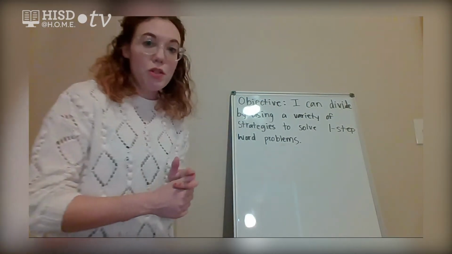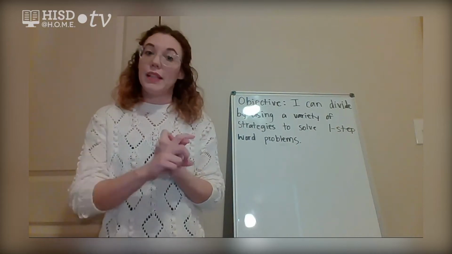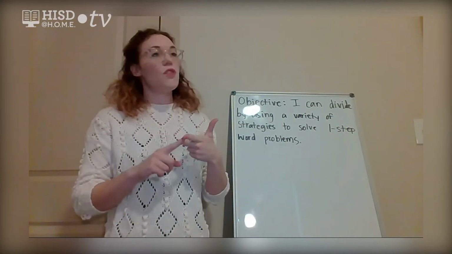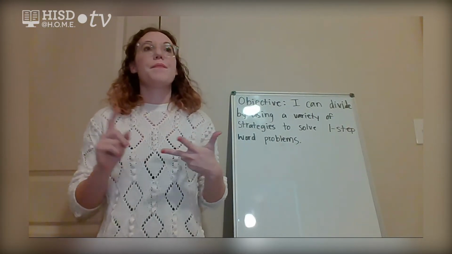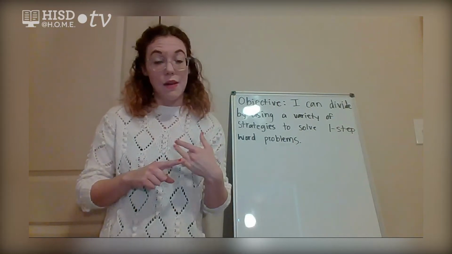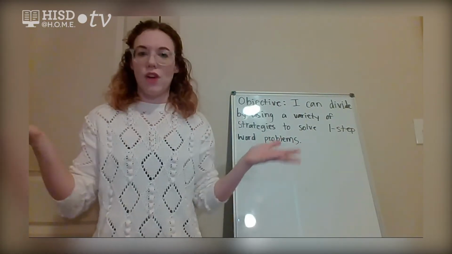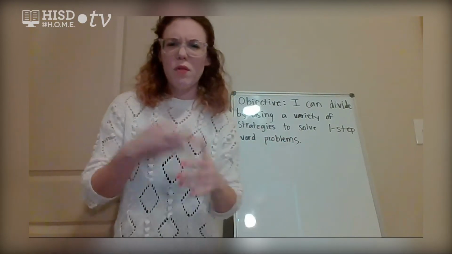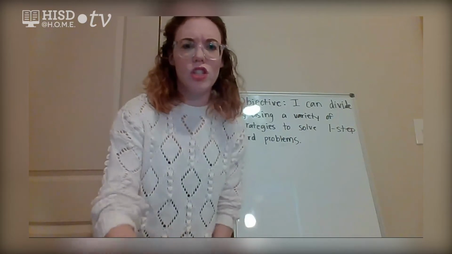So some of the strategies you might have come up with were equal size groups, breaking things into equal size groups, using an array and counting how many are in each row, skip counting, number lines, using multiplication facts that we know already to find the related fact. These are all great strategies. So now we're just going to refresh our mind by using a division equation to use these strategies.